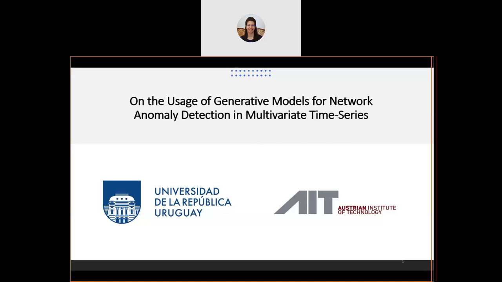All works as excellent. Okay, my name is Gaston. I am a PhD student at the Universidad de la República in Uruguay. I will start with the presentation of our work. The title is On the Uses of Generative Models for Network Anomaly Detection in Multivariate Time Series. This is a work between the University of the Republic from Uruguay and the Austrian Institute of Technology.